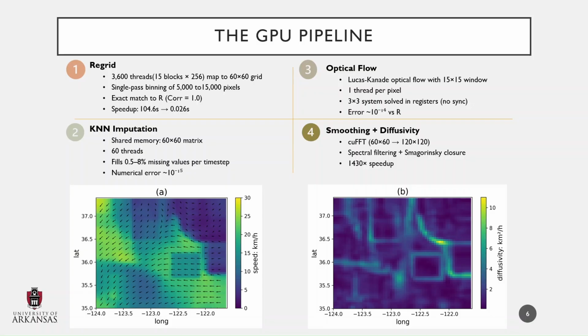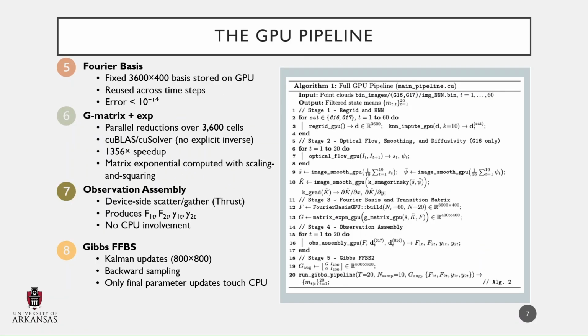Stage 4 is smoothing and diffusivity. We use CUFFT to compute spectral smoothing on a 60 by 60 grid upsampled to 120 by 120, followed by estimation of diffusivity from velocity gradients. This stage achieves a 1430 times speedup over R.